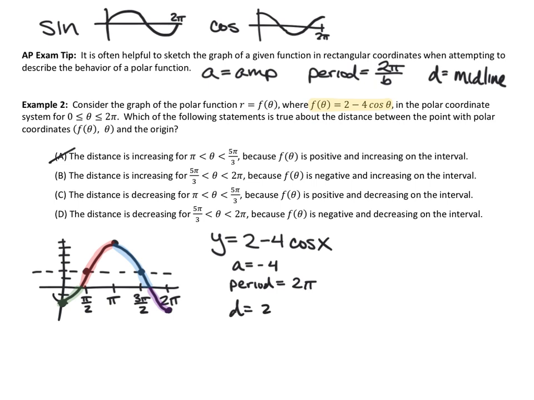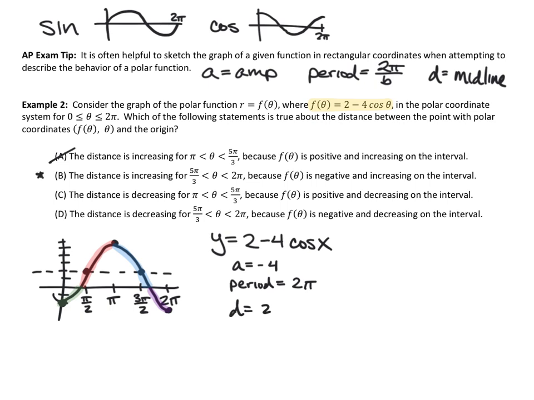Between 5 pi over 3 and 2 pi, which is going to be from here to here, is our distance increasing? The distance between the x-axis and my function, is it increasing? They're getting further away. We're going to leave that answer choice. We'll put a little dot next to it. We'll save that one. Maybe a cute little star.